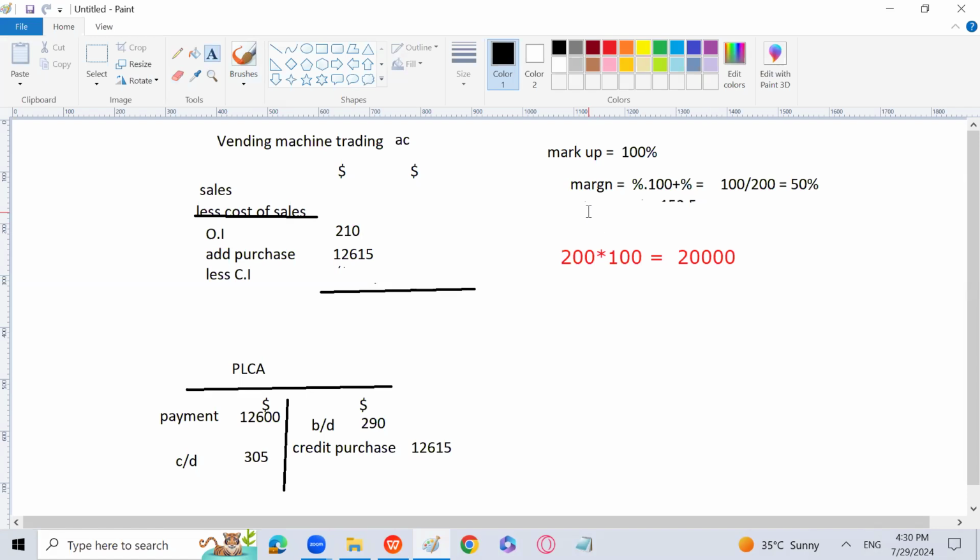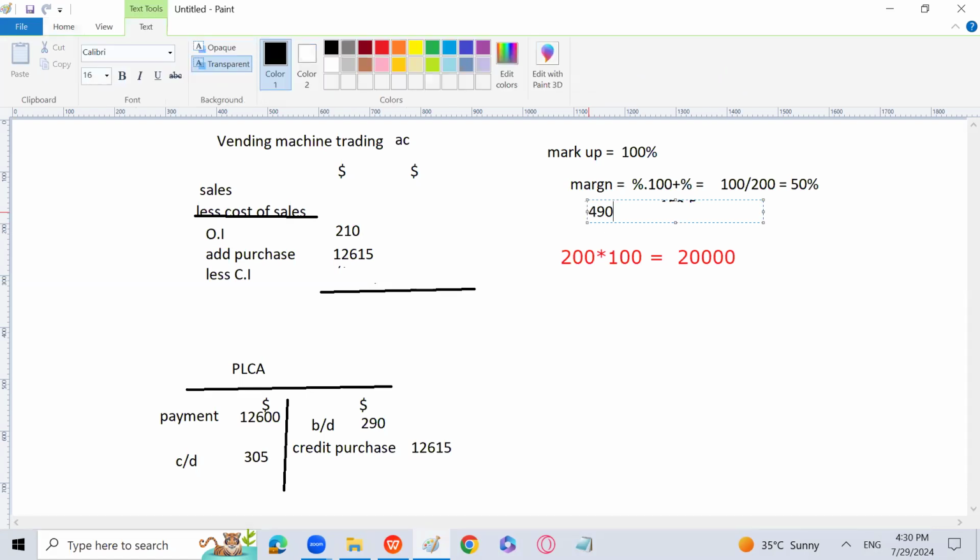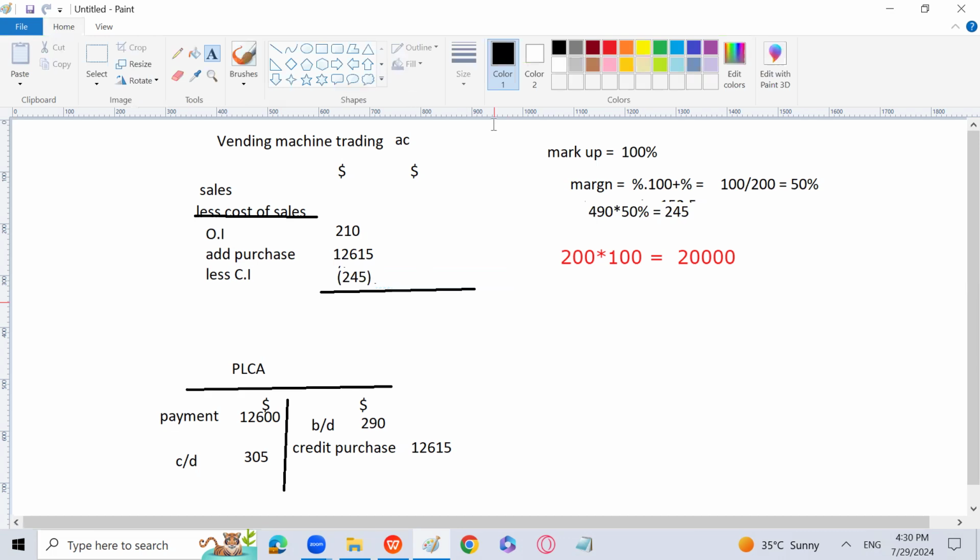So I will multiply 490 into 50%. So that will be my closing inventory. Or you can say 100 over 200, and then you subtract it from 490. You will get the same amount, that is 245, because that is half of this. So now the cost of sales will be 210 plus 12615 minus 245. How much it will become?